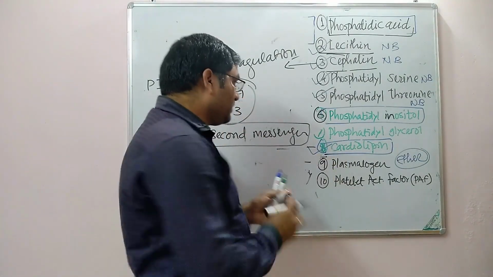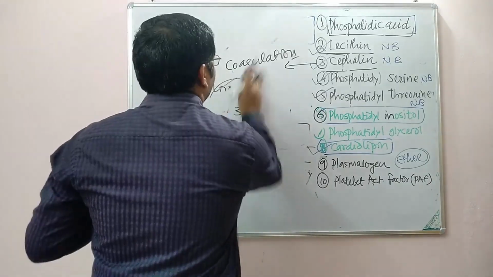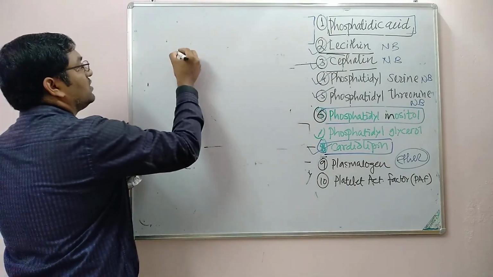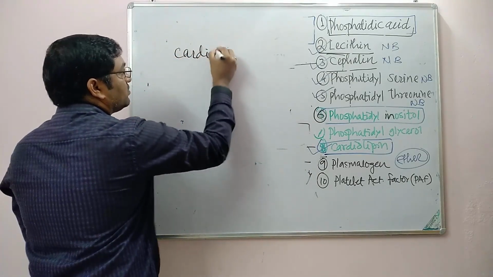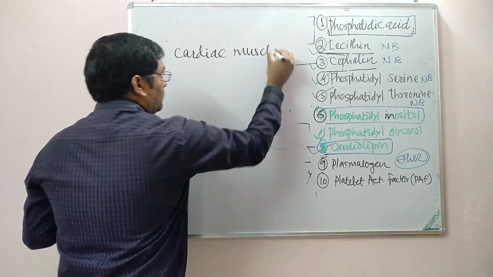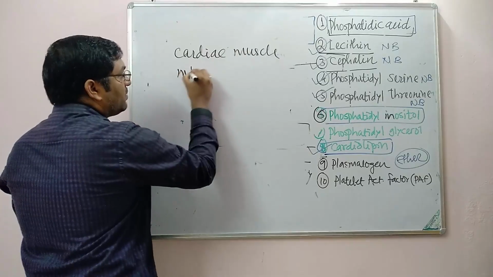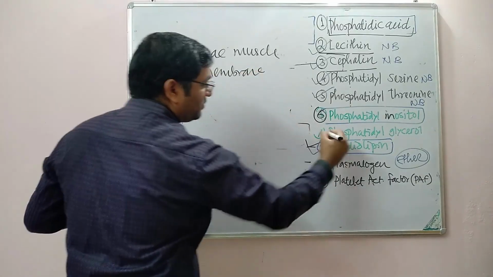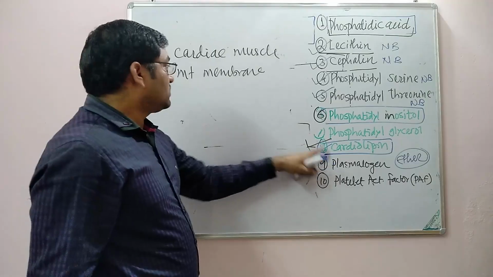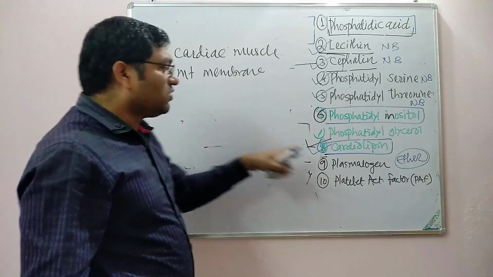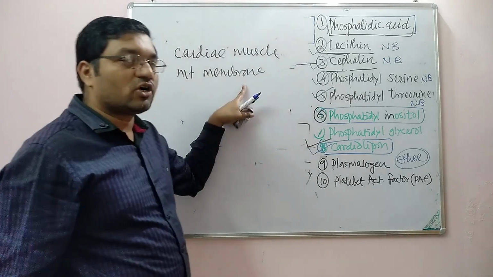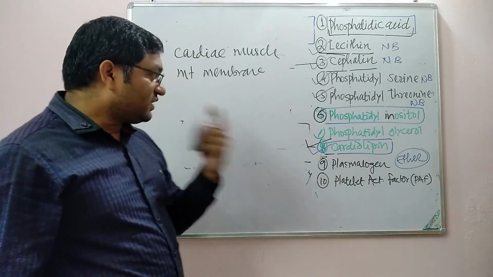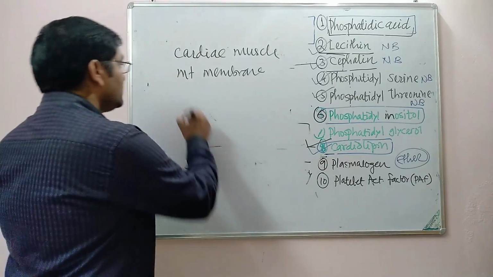Then coming to the cardiolipin, it was first isolated from the cardiac muscle, hence the name is given. It is present in the inner mitochondrial membrane. It is found in all tissue, but the concentration is more in the inner mitochondrial membrane. It is a part of cellular respiration, and defect in cardiolipin leads to mitochondrial dysfunction.